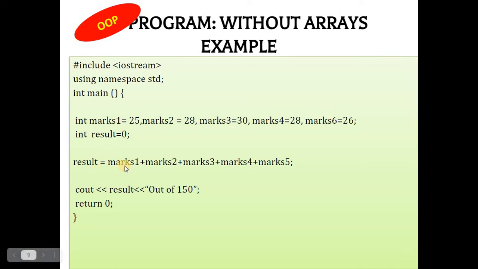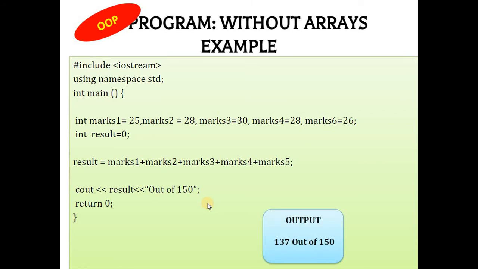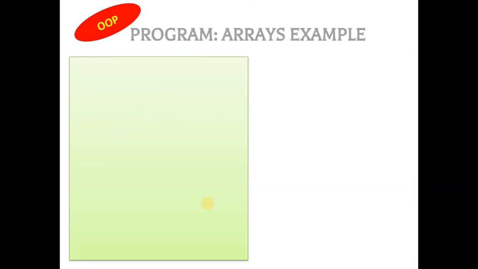So what is happening? I am writing marks1 plus marks2 plus marks3 plus marks4 plus marks5 and so on. The result is calculated in result, and that is displayed. So here it is going to display marks 137 out of 150.